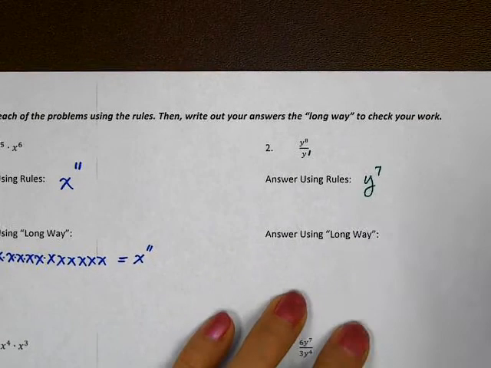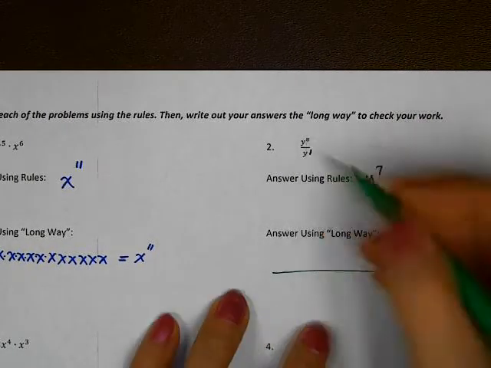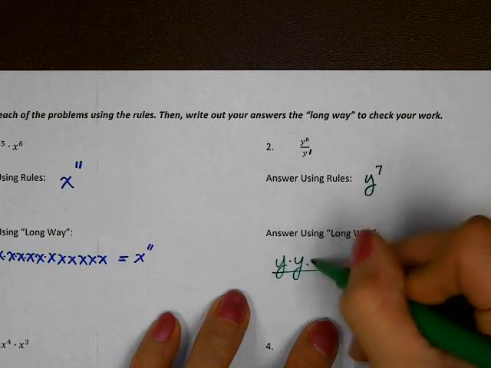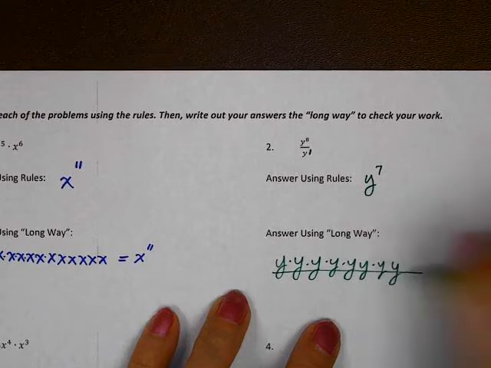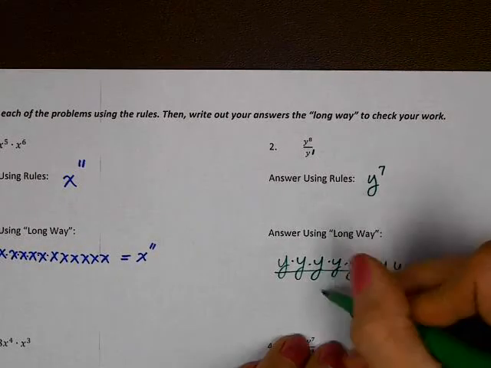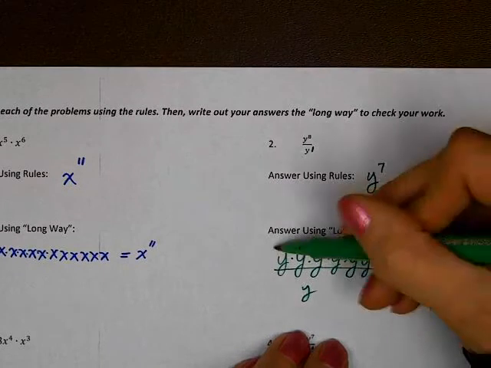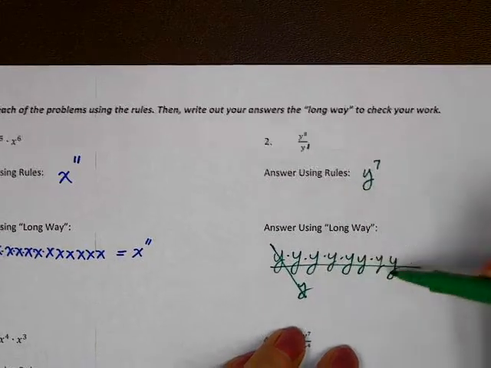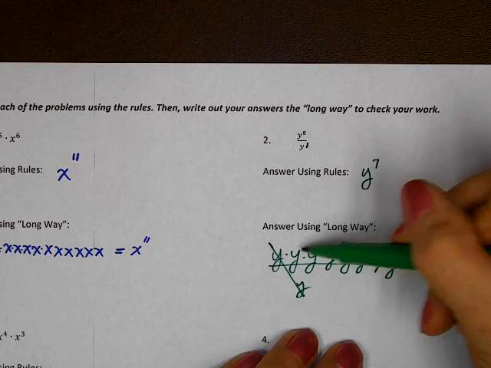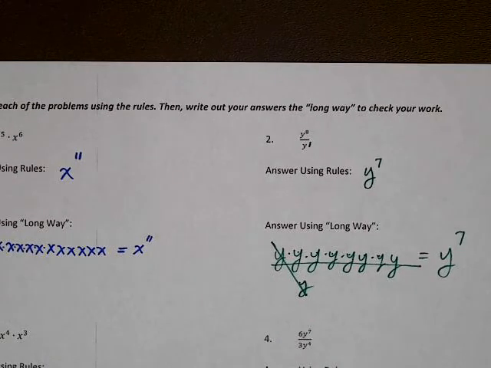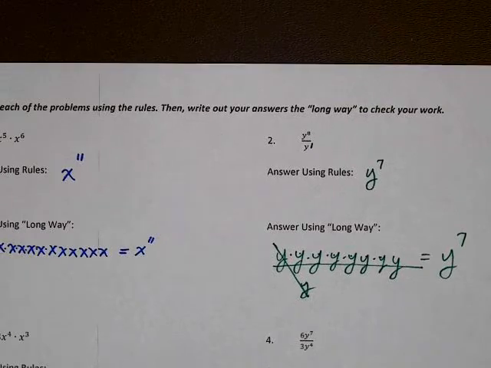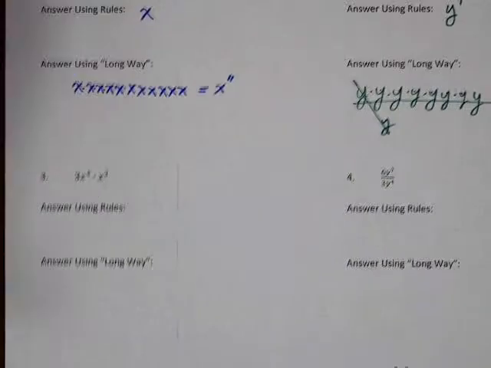Now doing it the long way, in the numerator of the fraction, I have y to the 8th. That's 8 y's, 1, 2, 3, 4, 5, 6, 7, 8 y's. And in the denominator, there's just 1 y. So one of the y's would cancel out. And how many y's would I have left on the numerator? 1, 2, 3, 4, 5, 6, 7. So the answer would be y to the 7th, which is what I got using the rules. Go nice and slow, figure out the rules, and then you'll be really good at this.